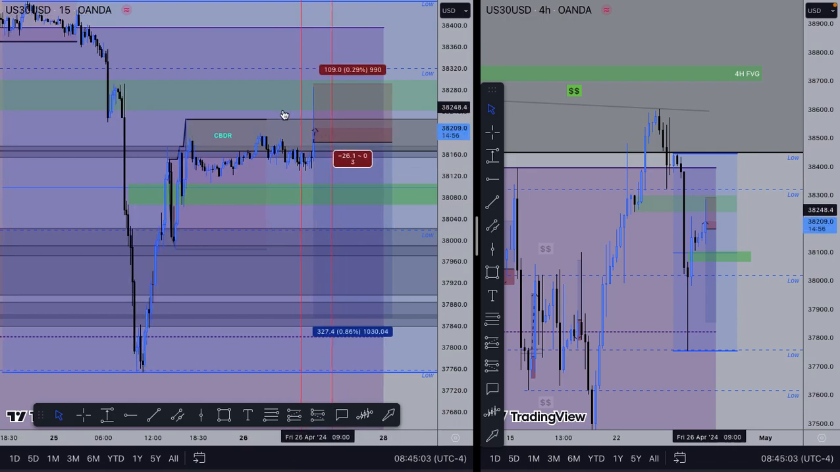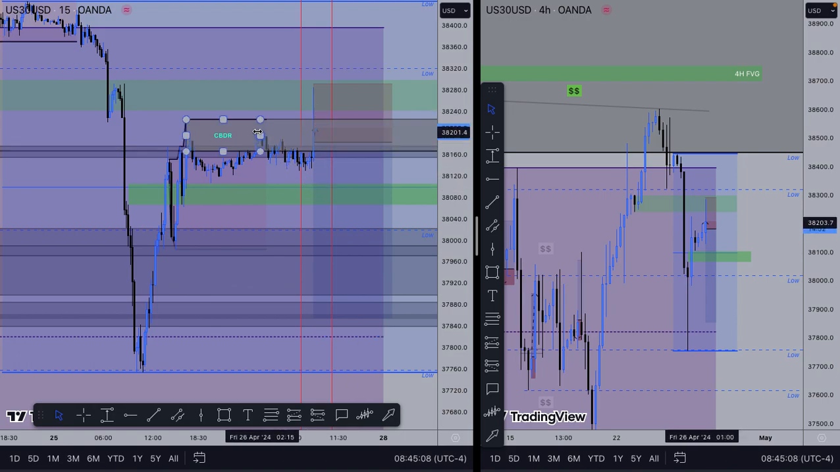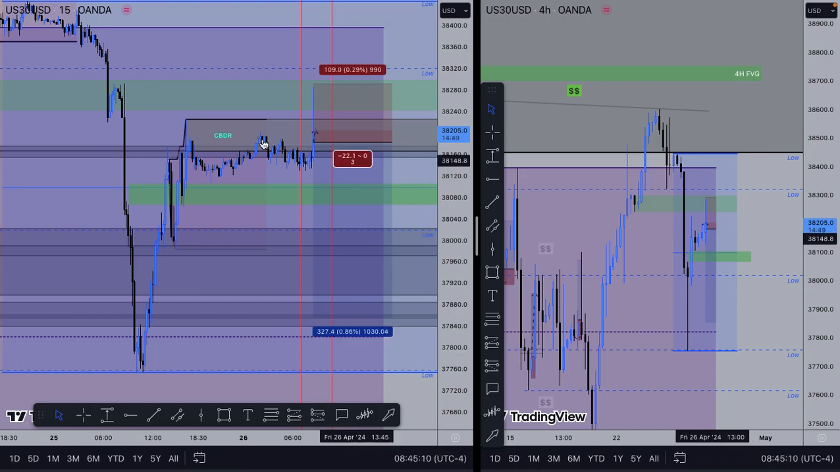So I want to see another wick, another retest here, and then a push down. This could be a trap for buyers, so we could be seeing a lot of people think price is going to buy.